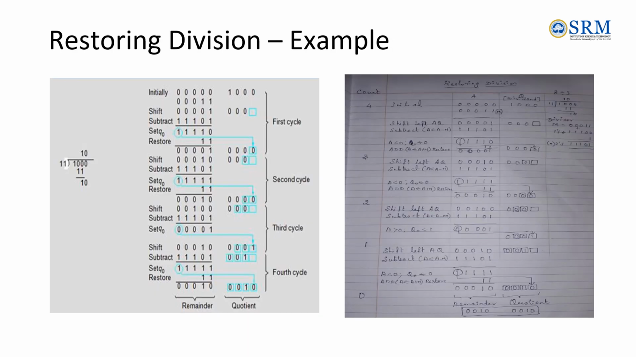So here what you do, you check the Q naught bit. If it is 0, you restore it, else you don't restore it.